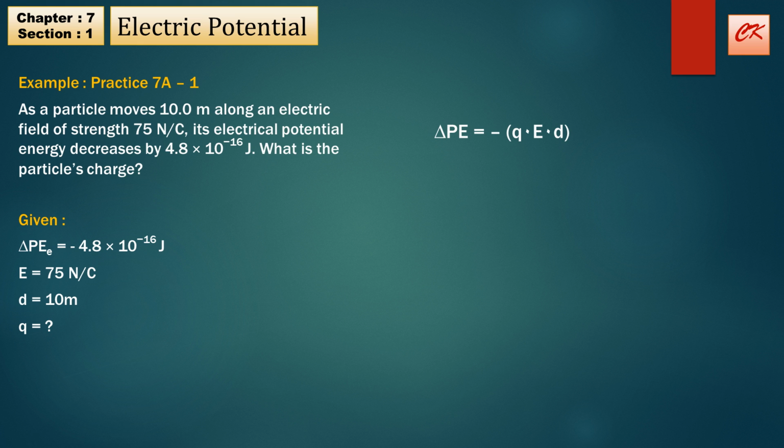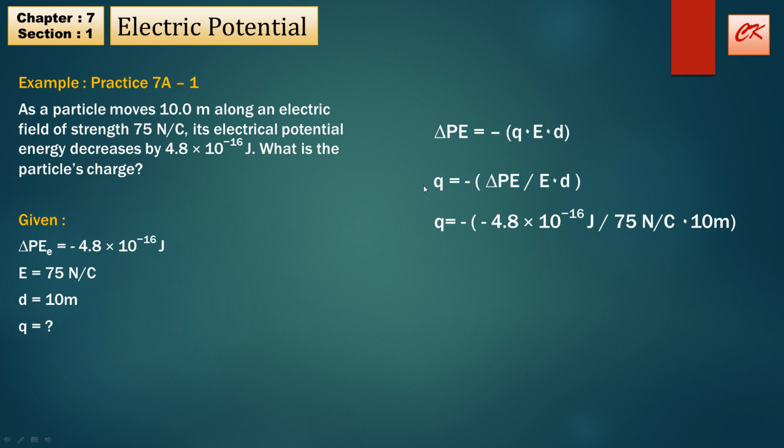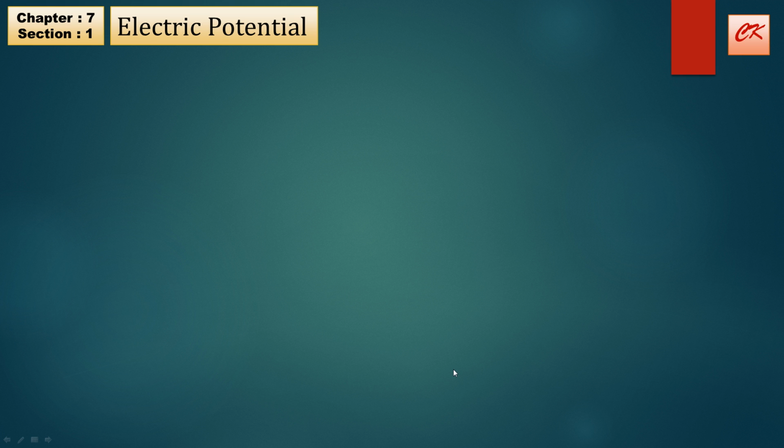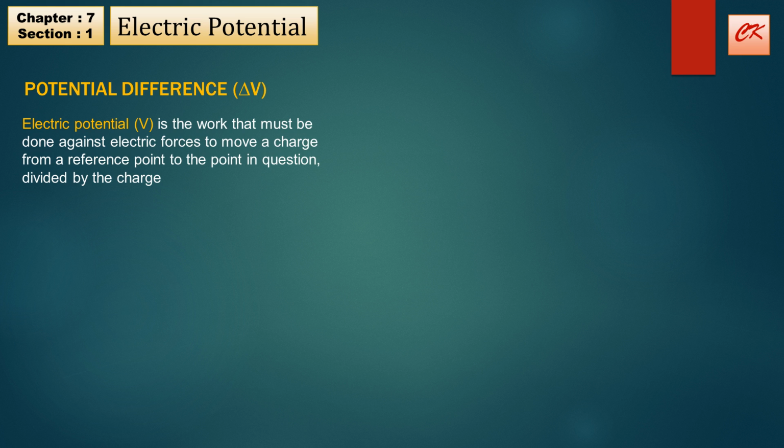If you calculate it, our equation is delta PE equals negative QEd. If you divide each side by Ed, Q will be delta potential energy over Ed. Then if you put in the values, Q will be 0.064 × 10^-19. In significant form, 6.4 × 10^-19 coulomb. So it is positive, meaning it is a positive particle. It's a proton.